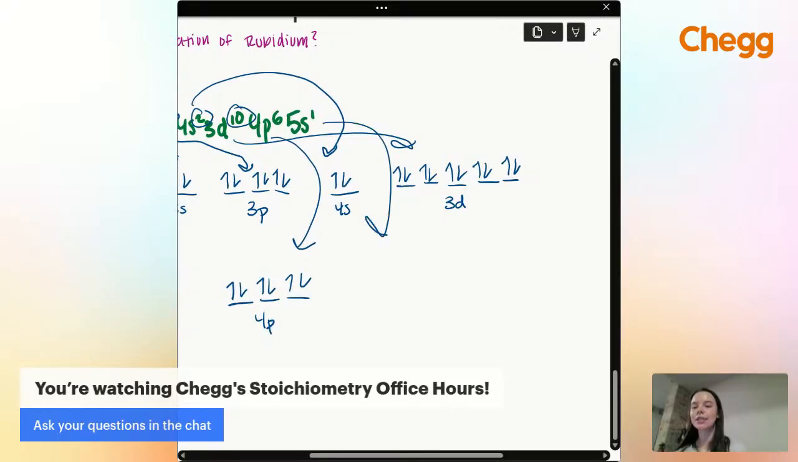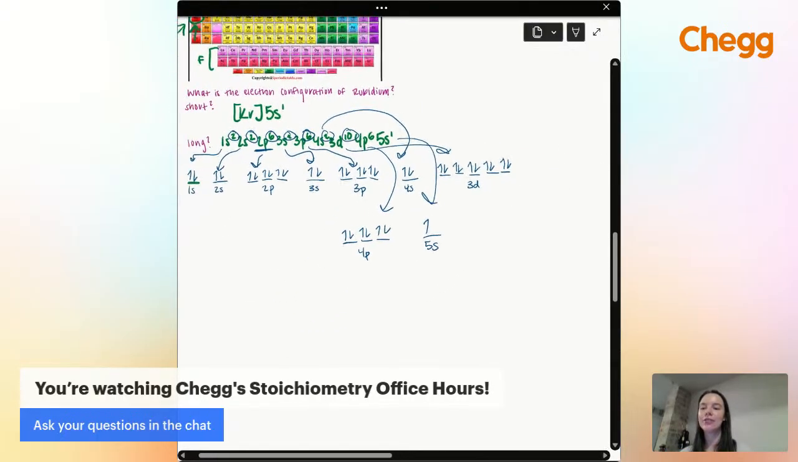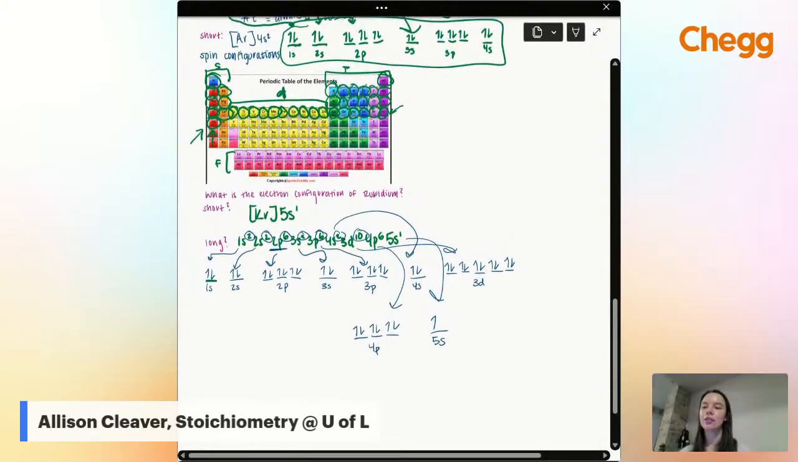And then last but not least, we have 5s. Since there's only 1 electron, how do we represent that, guys? Let me know. You've got 20 seconds. How do we represent that 1 electron? All right, if you said just 1 up spin, you're absolutely correct. Great job. So that is our spin configuration for rubidium.